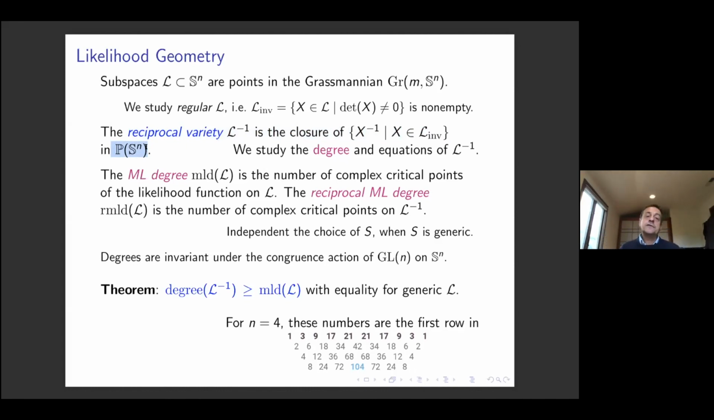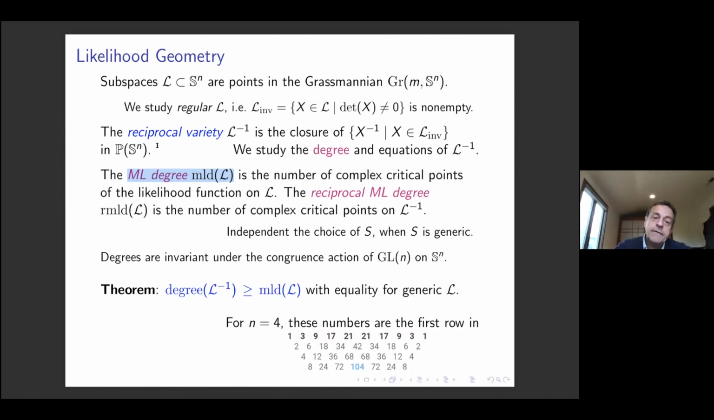Now, this is relevant for statistics because in statistics we impose linear constraints on either the covariance matrix or the concentration matrix of a Gaussian model. The corresponding algebraic degrees are the ML degree, the maximum likelihood degree, which is the number of complex critical points of the likelihood function on L, and the reciprocal ML degree, which is the number of complex critical points of the likelihood function on L inverse. Both of these are independent of the sample covariance matrix, if that is generic, and they're invariant, of course, under the natural action of GL_n on symmetric matrices.